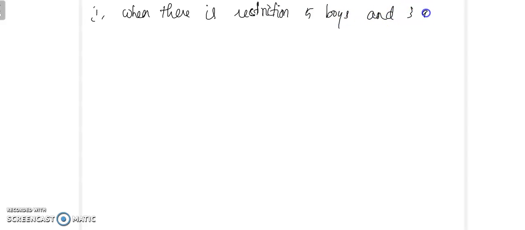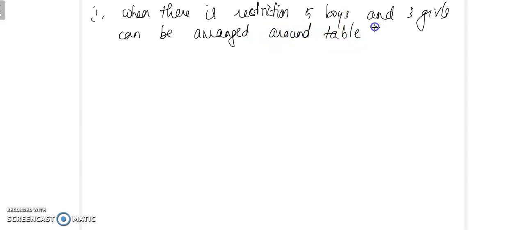So there are 5 boys and 3 girls. So the first part is there is no restriction. So when there is no restriction, 5 boys and 3 girls can be arranged around a table in 8 minus 1 factorial ways. So that is equal to 7 factorial ways. So that is the usual circular permutation. So when there is no restriction, it is arranging n objects along a circle. So here n is equal to 8.